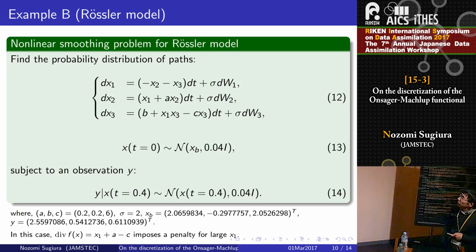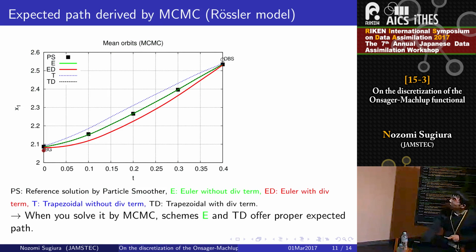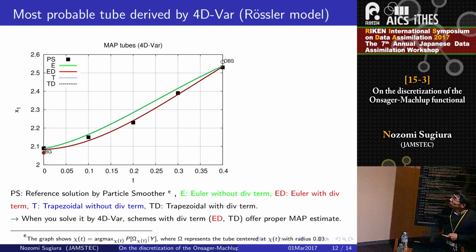The second example is the Lorenz model, three-dimensional, and the setting is almost the same. If you see the result of MCMC, you can see that this time also E and TD give the proper expected path. But if you solve by 4D-Var, the proper MAP estimate is provided by ED or TD, which have the divergence term.